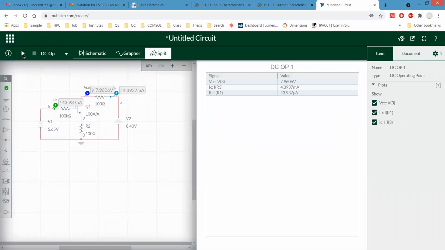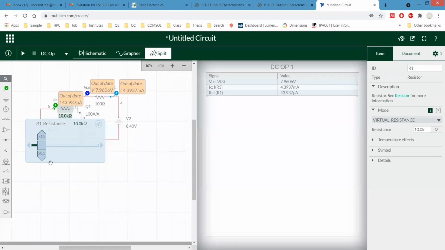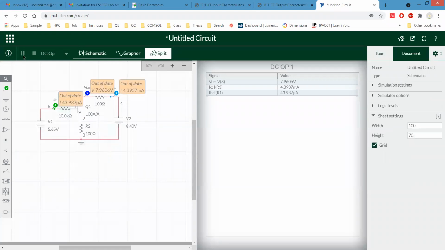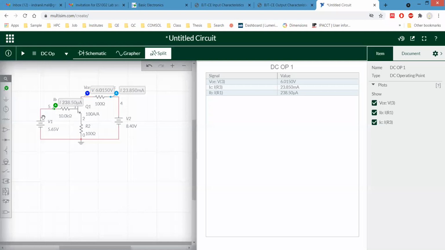Please note down these values, 7.96, and the current is saturated. Noted, 4.393. So this one was for IB 43 microamps. Initially it was 11, now it is 43. In between it will be better if we have 100 microamperes, or else to have 100 microamps, we can decrease this. Yeah, it is 238. Okay, let's change it to 100.